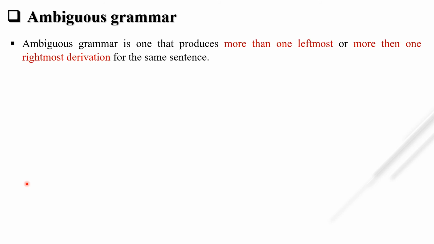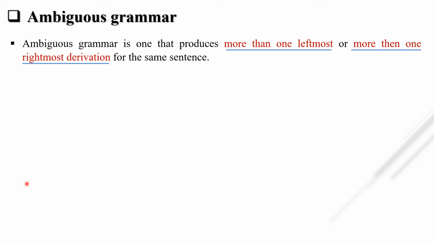So the next is ambiguous grammar. A grammar that produces more than one parse tree for the same sentence or string is called an ambiguous grammar. It is also known that an ambiguous grammar is one that produces more than one leftmost or more than one rightmost derivation for the same sentence or the same string.